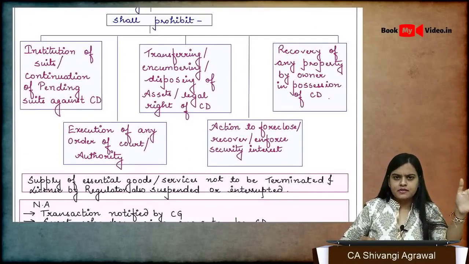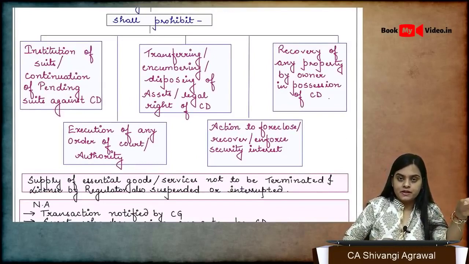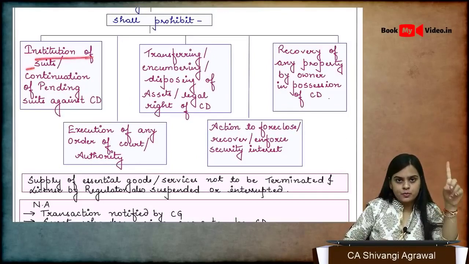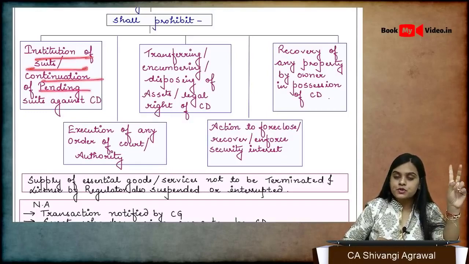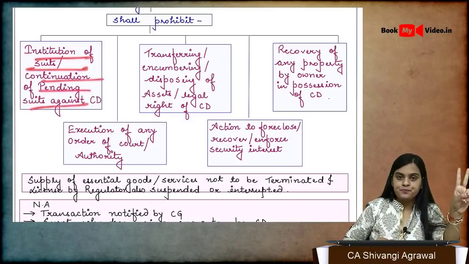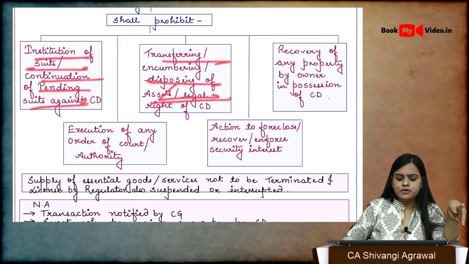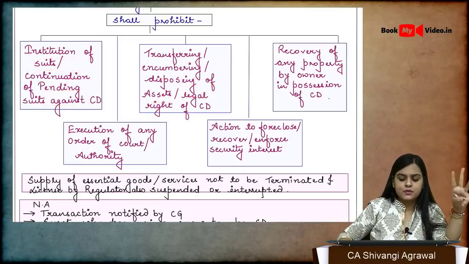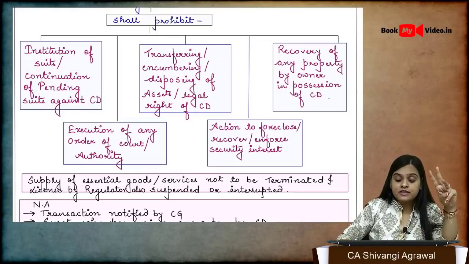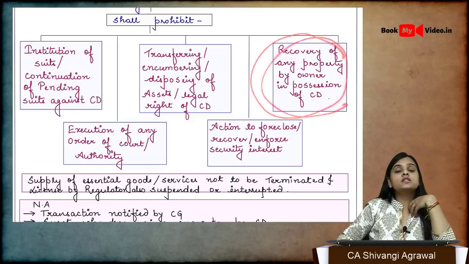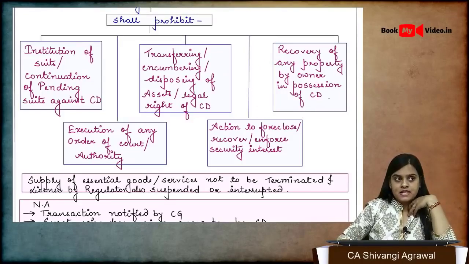the AA, that is the adjudicating authority, or NCLT, is going to prohibit that no new suit is going to be filed, and no old suit is going to be continued for hearing during moratorium. So all these activities are going to be suspended. You cannot transfer any asset, you cannot dispose of any asset, you cannot create any new charge on those assets, you cannot let someone else recover the property which is in your possession right now.